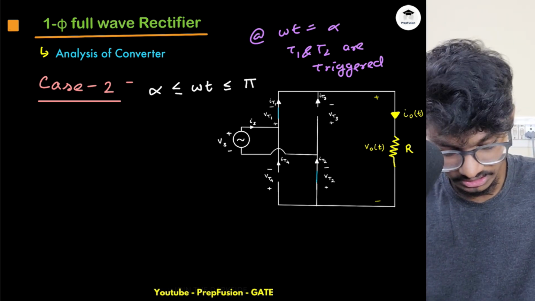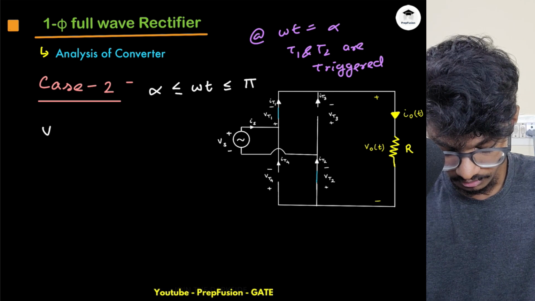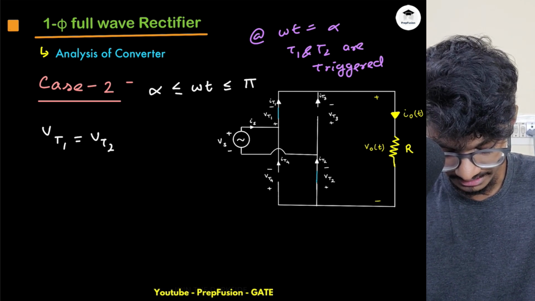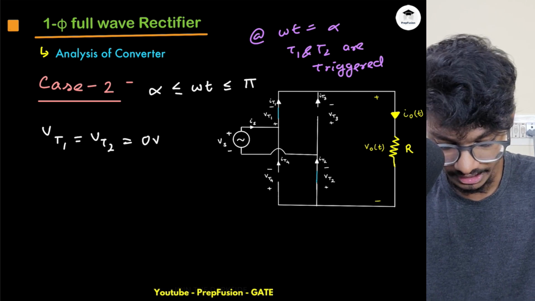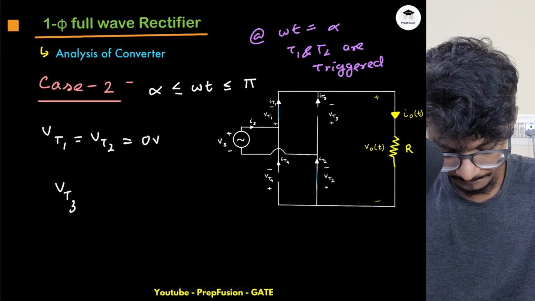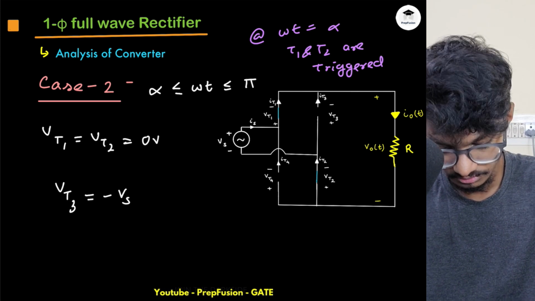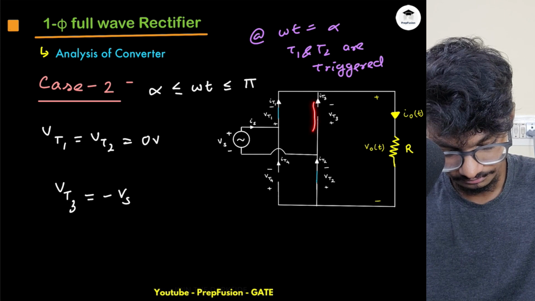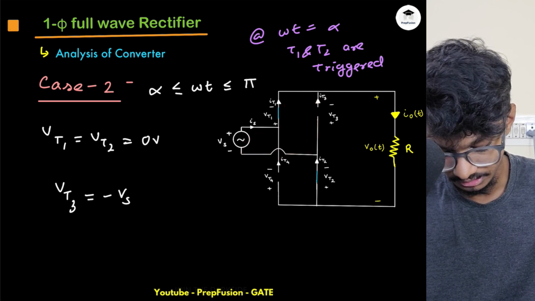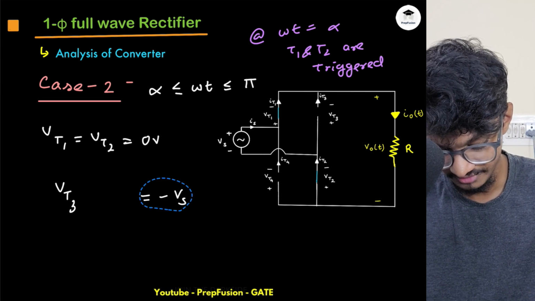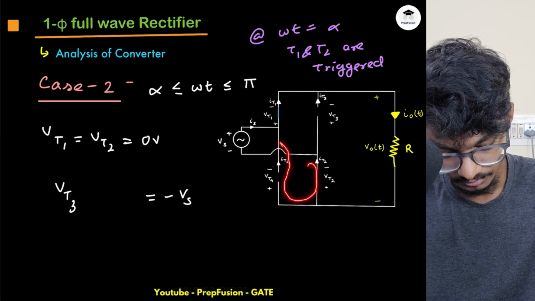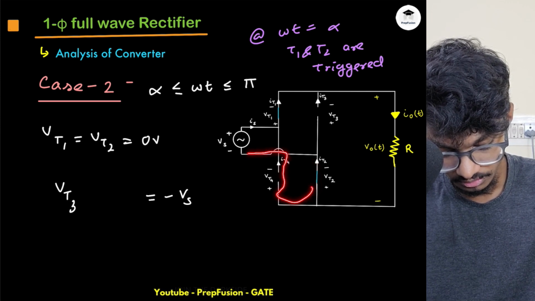As soon as T1 and T2 are triggered, my VT1 equals VT2, which for ideal SCRs will be simply 0 volts. So I can apply KVL over here. What will be my VT3? VT3 will be equal to minus Vs. Applying KVL: minus VT3 minus Vs equals 0. And this will be the same for my VT4 as well. You can apply KVL here too: this plus VT4 minus Vs.